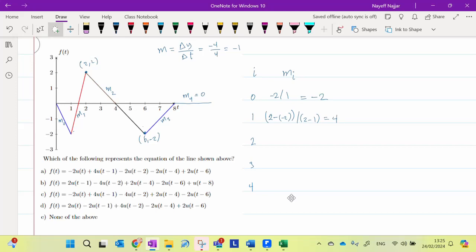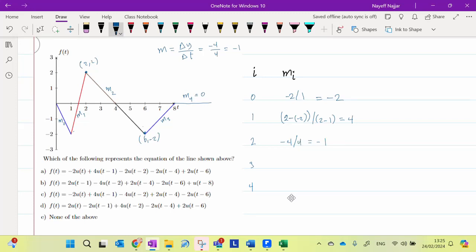In a similar way, I can calculate m2. m2 in this case is equal to -4 over 4, which is equal to -1. No, not 4. This is 6 minus 2. It is 4. So this is -4 over 4.